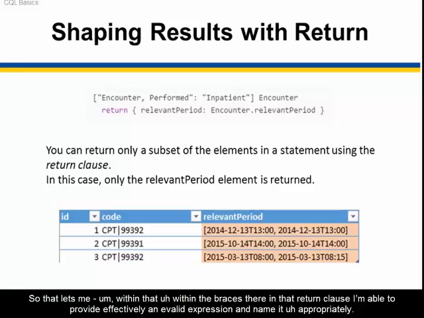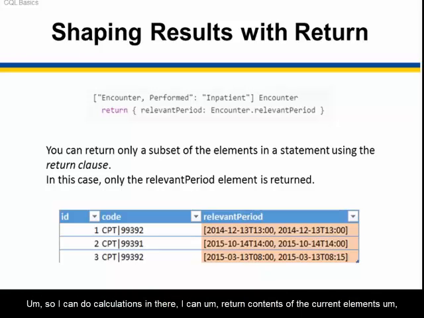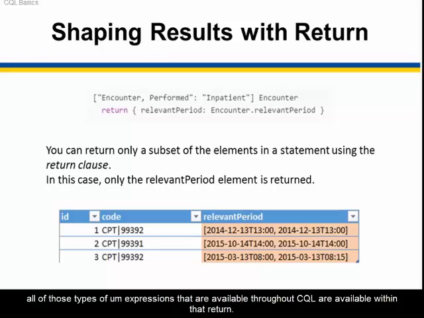So that lets me, within the braces there in the return clause, provide effectively an eval expression and name it appropriately. So I can do calculations in there. I can return contents of the current element. All of those types of expressions that are available throughout CQL are available within that return.